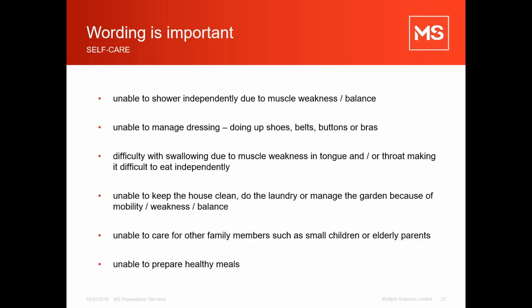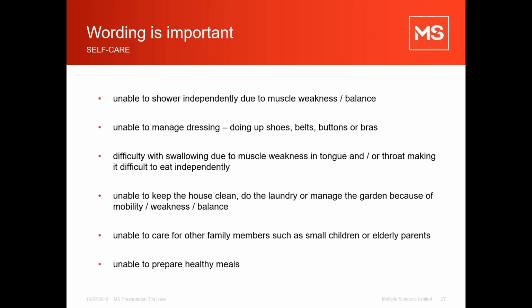Some of the wording: a person's unable to shower independently due to muscle weakness or balance. And as I said, independently could just mean that somebody has to be in the home, or another family member prefers to be in the home and worries about you if you're showering alone. And it could be at the other end of the scale where you're needing someone to actually help you to shower and to dry off and then dress.